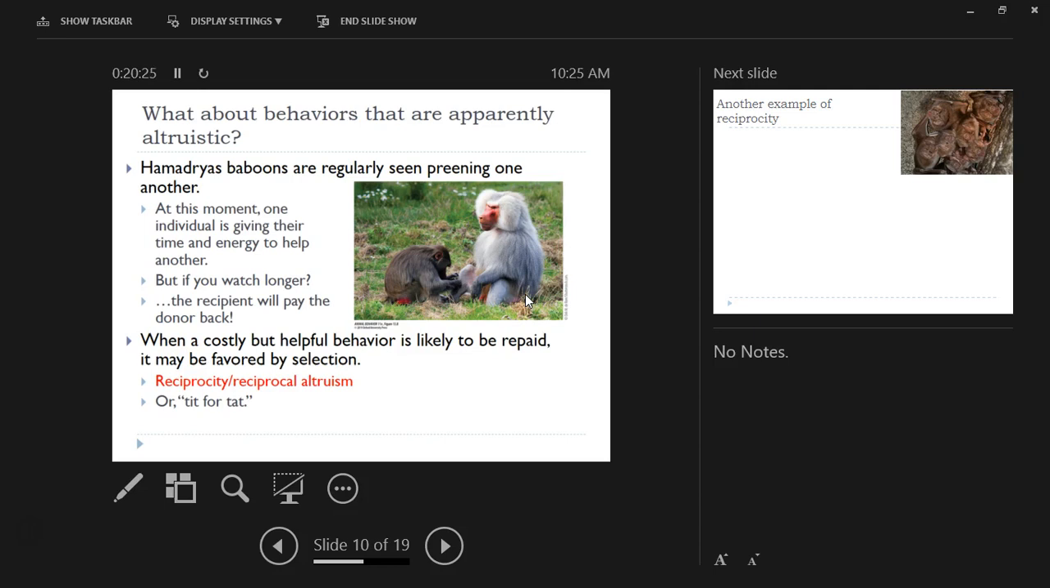The key thing is that you have to play the long game with this and understand that this is a long drawn-out situation where you can't just look at one particular act. You need to look at over weeks of time what they are going to be doing with one another, and oftentimes they're going to be paying each other back for services rendered at a prior time.